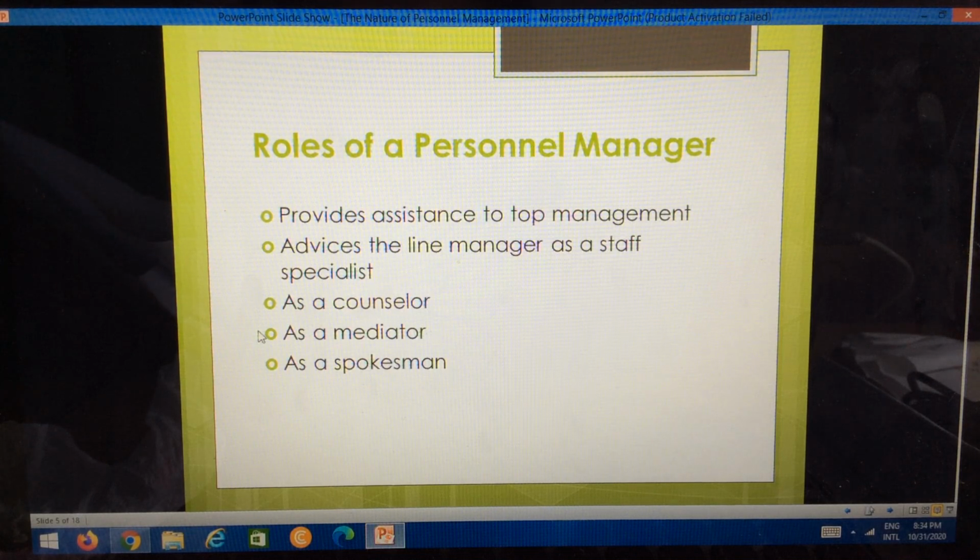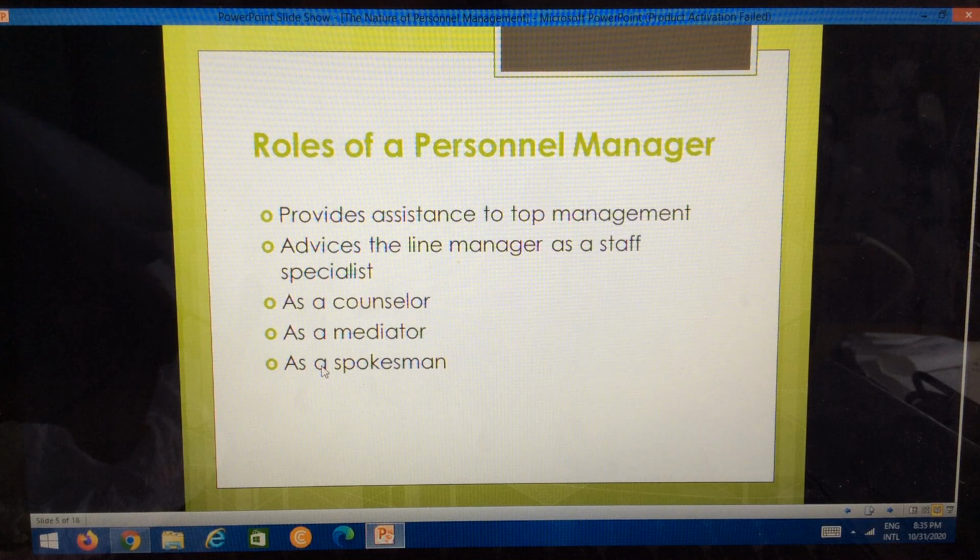Fourth is he acts as a mediator. He is a linking pin between the management and workers. They are good listeners to employees' problems and assist employees during stressful situations. And lastly, he acts as a spokesman. Since he is in direct contact with the employees, he is required to act as a representative of the organization in committees appointed by the government. He represents the company in training programs.